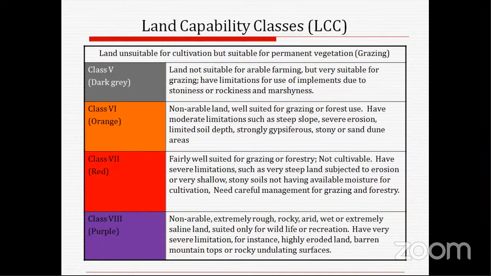These soils are not that good when compared to these two. These are not that suitable for grazing, but we can go to some extent. They are fairly suitable for grazing and forestry.